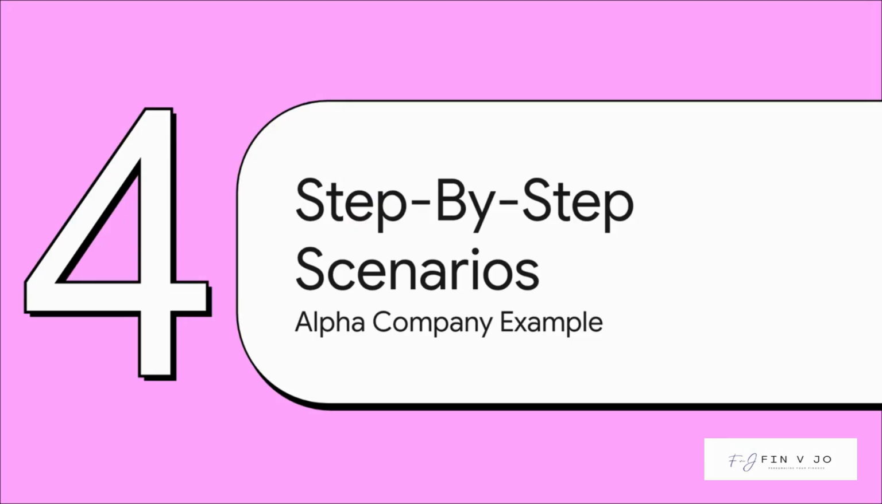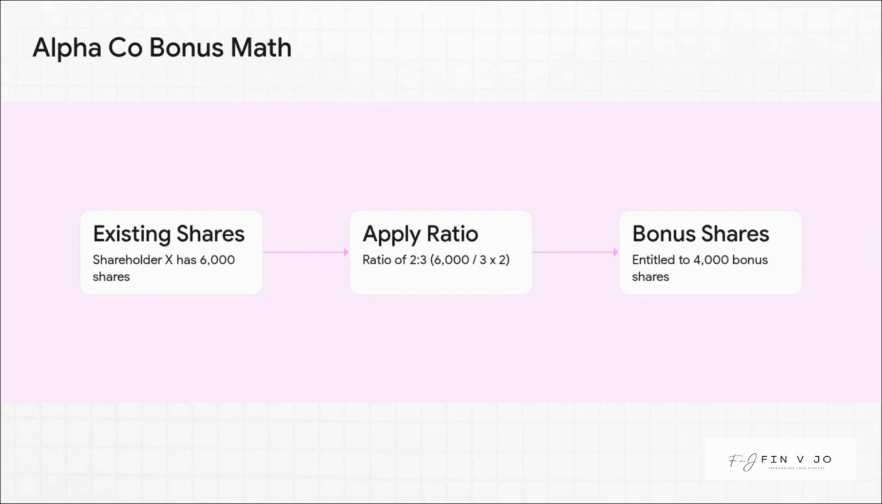All right, Section 4, Step-by-Step Bonus Scenarios. Let's look at the Alpha Company example. Time to do some real-world math. Imagine Alpha Company announces a bonus issue in the ratio of 2 to 3. What does that mean? It means 2 bonus shares for every 3 shares you already hold. So let's look at shareholder X, who currently holds 6,000 shares.